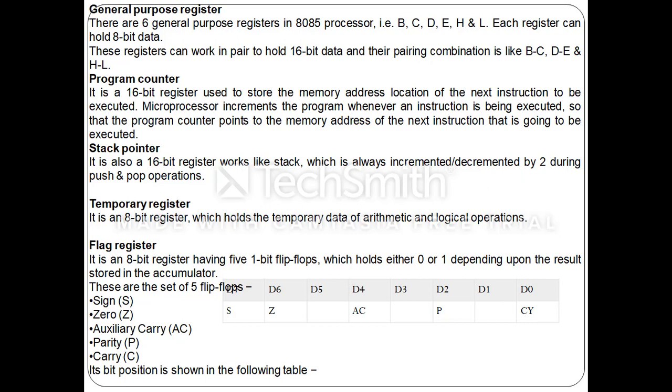Next is the flag register. It is also an 8-bit register having 5 flip-flops which can hold either 0 or 1 depending on the result stored in the accumulator. As shown in the above table, D0 to D7, that is 8 bits, with 5 flip-flops are shown here. S indicates sign, Z indicates zero, AC indicates auxiliary carry, P indicates parity, C indicates carry. Their bit positions are as shown in the table.